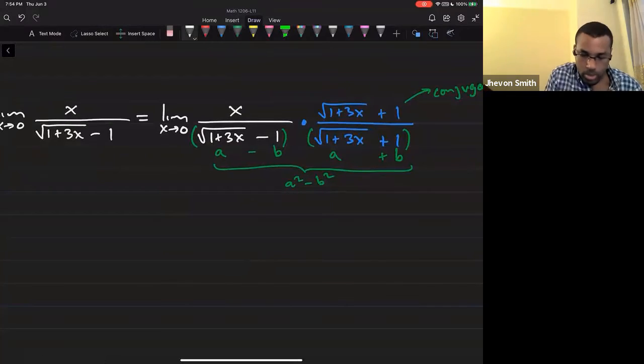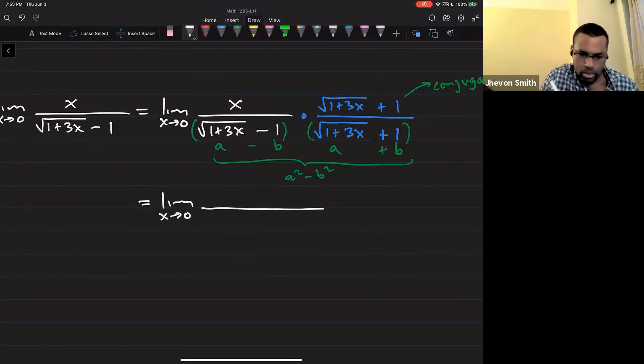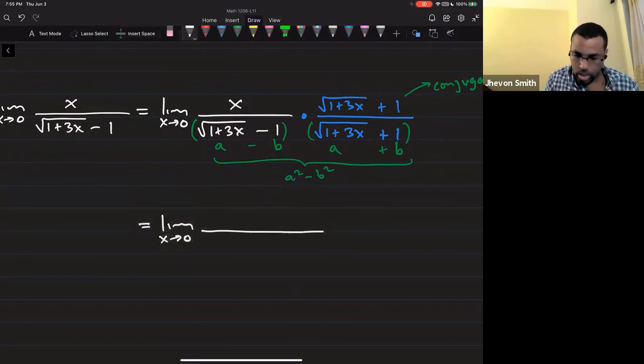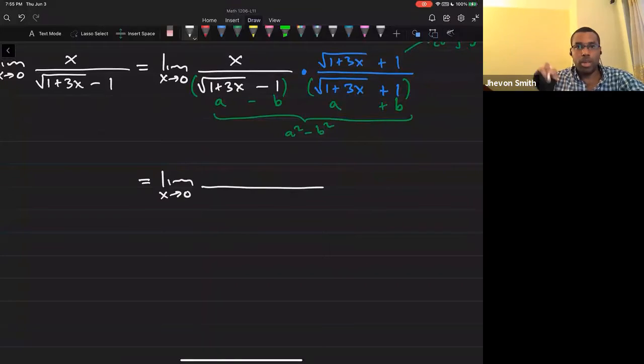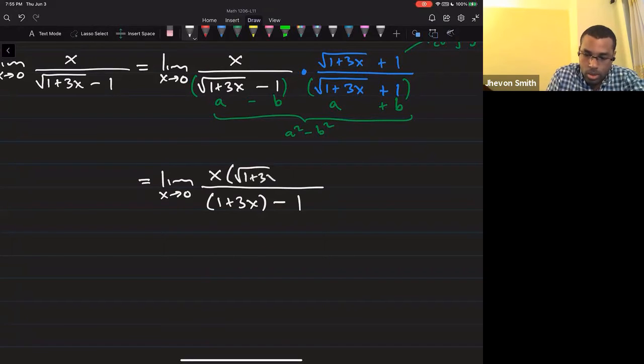So that becomes, and just knowing what the conjugate does, you can simplify the denominator very quickly. Let me put this on the next line. You'll know that the denominator is just going to become the first guy squared minus the last guy squared. So the radical of 1 plus 3x squared is just 1 plus 3x, minus the last guy squared, which is 1 squared, so that's 1. So that's what the denominator is. The numerator is going to be x times the radical of 1 plus 3x plus 1.